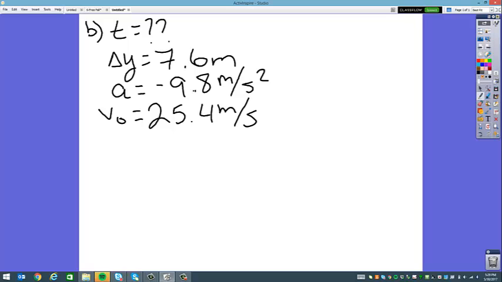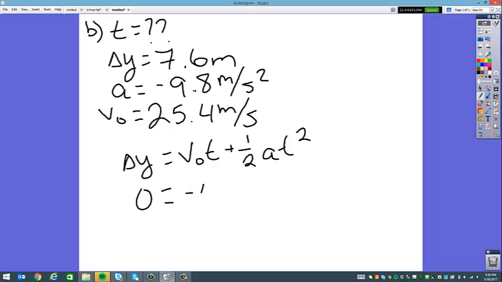So if you want to use the quadratic equation, you'd be using the second amigo, which would be delta y equals v naught t plus 1/2 at squared. You would be solving for time, which is why you have to use the quadratic. So you would end up with 0 equals negative delta y plus v naught t plus 1/2 at squared. Okay, so now you can kind of see where the quadratic equation comes in from. Your delta y, you would plug in 7.6. Your v naught, you would plug in as 25.4. T would obviously be what you're solving for. And then your acceleration is that negative 9.8 meters per second squared.